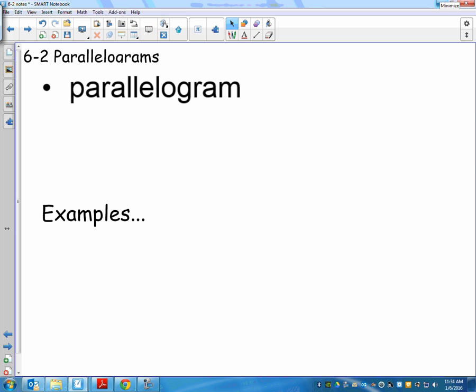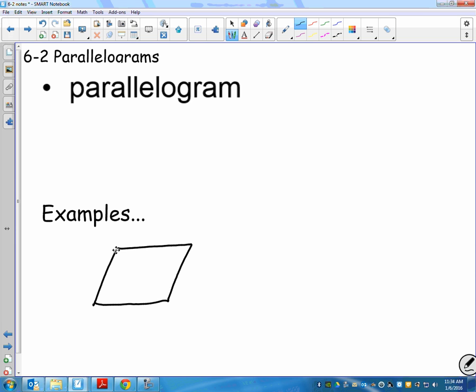Anybody want to give me a better definition than the wrong definition? Okay, I'll go with one. How about we'll start with examples? Here's an example of a parallelogram. That's a parallelogram. Parallel, hence the name parallelogram. The definition has to talk about parallel lines. Everybody want to give me a definition of parallelogram?